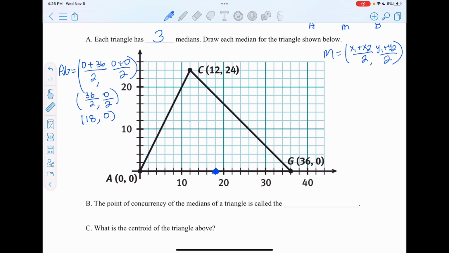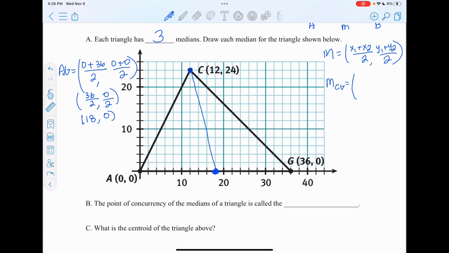So to draw the median for that side, I need to draw a segment from the opposite vertex, which is C, to that midpoint. That is my first median. Now let's find the midpoint of side CG.